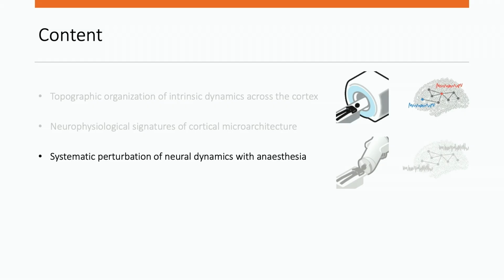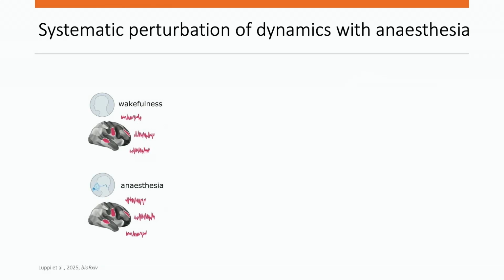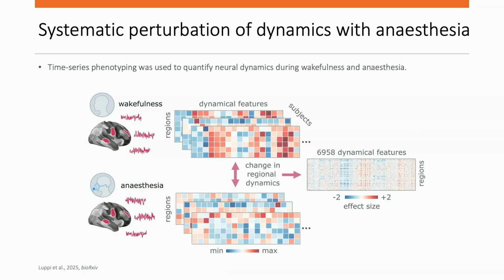And last, we can ask, how do these properties that we know support brain function and cognition change when we are perturbing brain function and cognition, for example, via anesthesia? So this is the setup. We take different individuals who are either awake or undergoing anesthesia, and in both cases, we systematically characterize the local dynamics of every brain region across thousands of time series, nearly 7,000 of them, and then we ask, what is the difference between those?